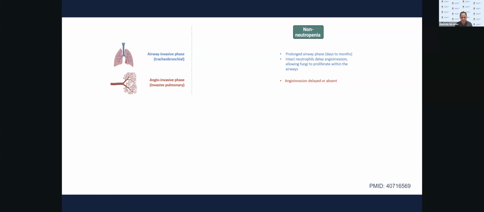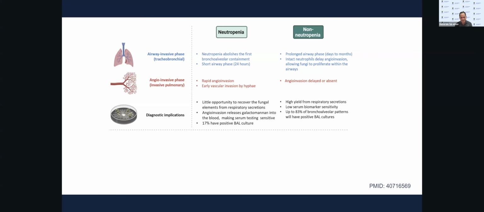So what is the implication here? You have a high yield from respiratory secretions. When you send BAL, the BAL positivity rate if the patient has IA is usually very high. But because there is a lack of angioinvasion, there will be a low serum concentration of galactomannan in the blood. So, side by side, neutropenia and non-neutropenia.